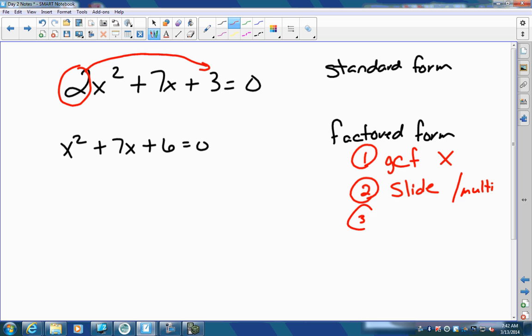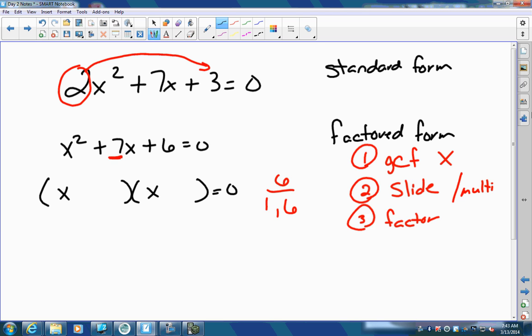Step 3 is to factor. Okay? All right. So now I'm going to split up. X squared splits up as x and x. Again, I need the factors of 6 that add up together to give me 7, which we already found was 1 and 6. So I have plus 1 and plus 6. Now, some people say, well, they have the exact same roots now. No, they don't.